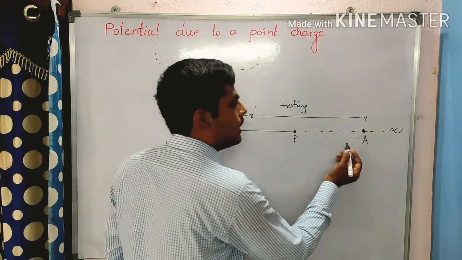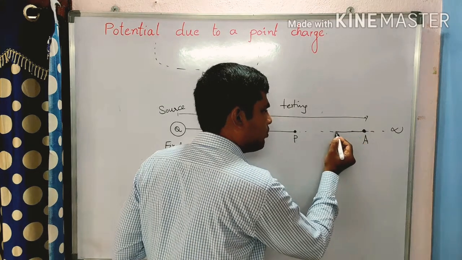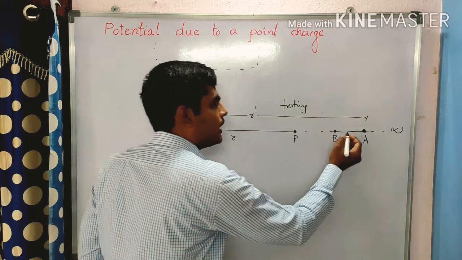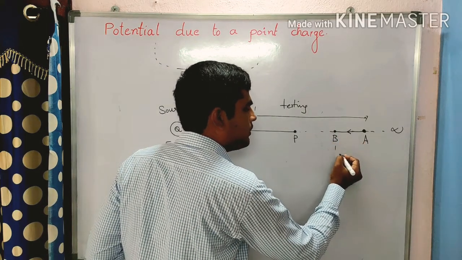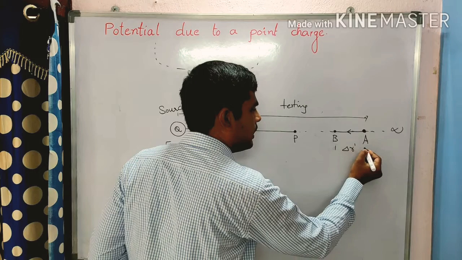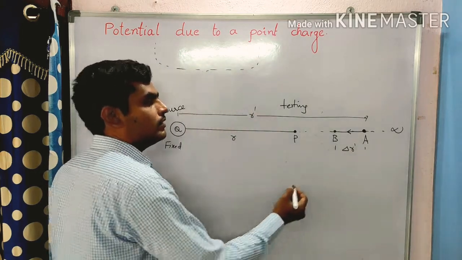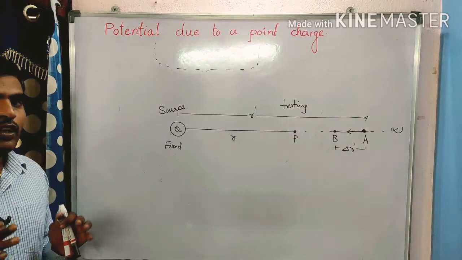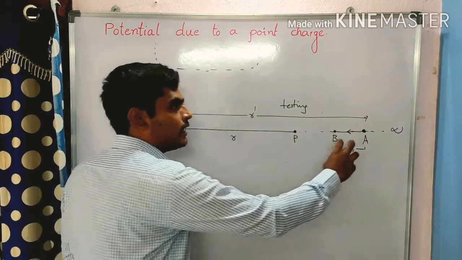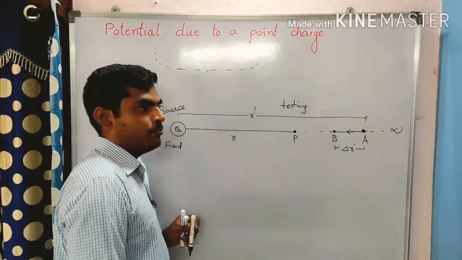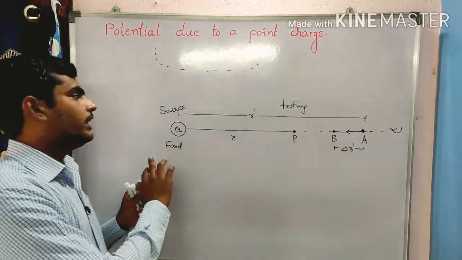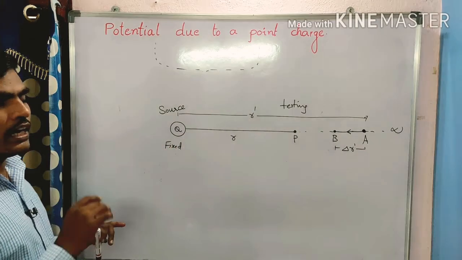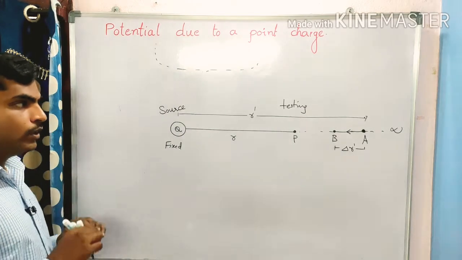Now I will bring a charge from A to B, another point I will take. I am bringing this charge from A to B, which is at a small distance of delta r dash. Now you might have understood what we are going to do. After finding this work done, we will integrate it between infinity and P, then we will get the electric potential at the distance r, right? The same thing we are going to do now.